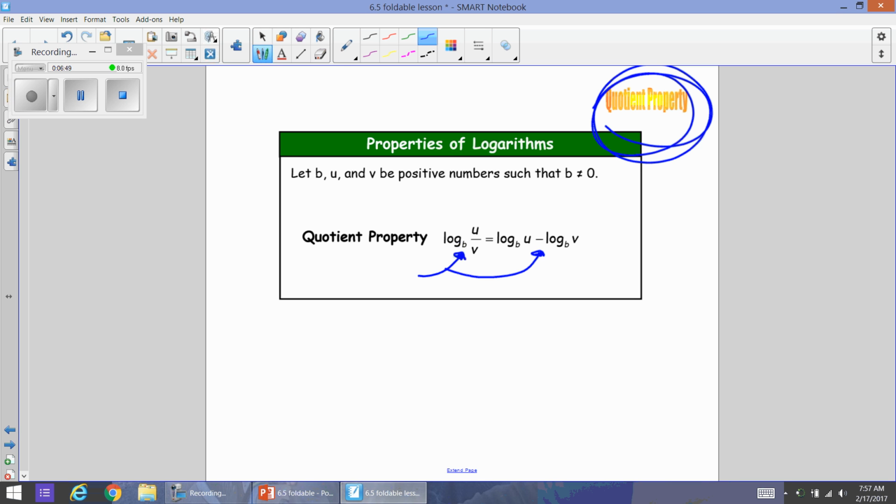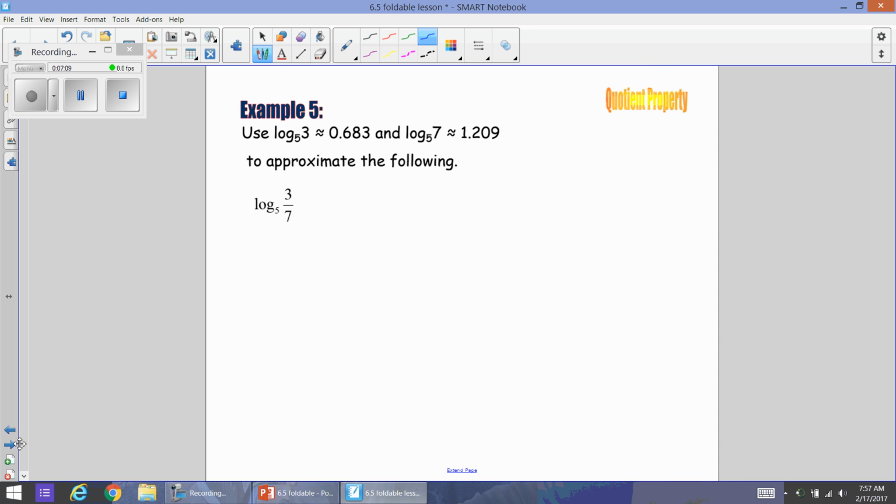Now go with me for just a minute. Remember when it was a to the m over a to the n? What did we do? Wait, you mean to tell me we subtracted? Division is subtraction. You already know this. We've already done this before. Division is subtraction. Okay, let's give it a try.